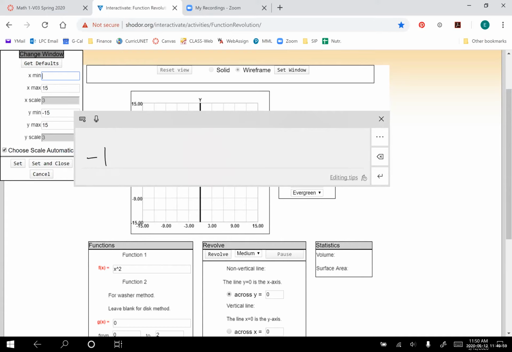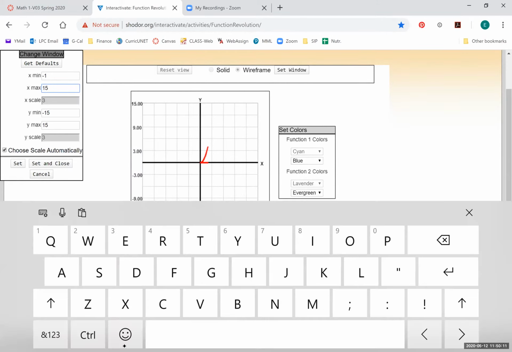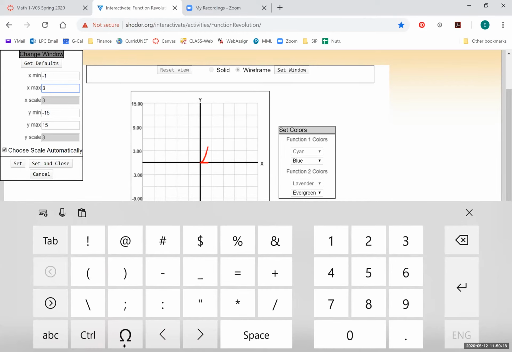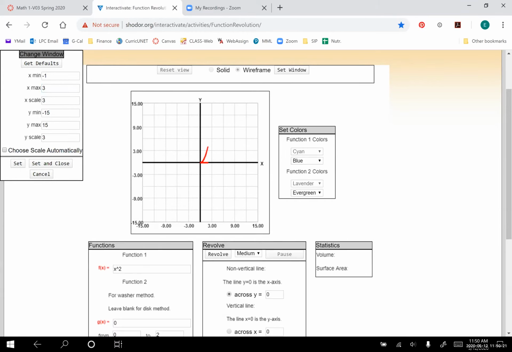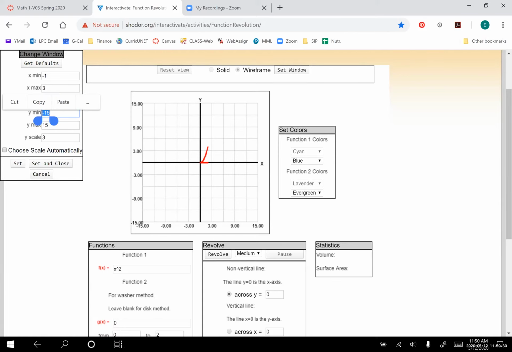Sorry, this is having a hard time. There we go, -1. And then for our maximum x value, I'm going to have it go up to 3, a little bit past our actual boundary itself. And for the scale, that's just how much each tick mark is worth. So I'm going to make the scale 1 unit there. Each tick mark will be 1 unit on the graph.